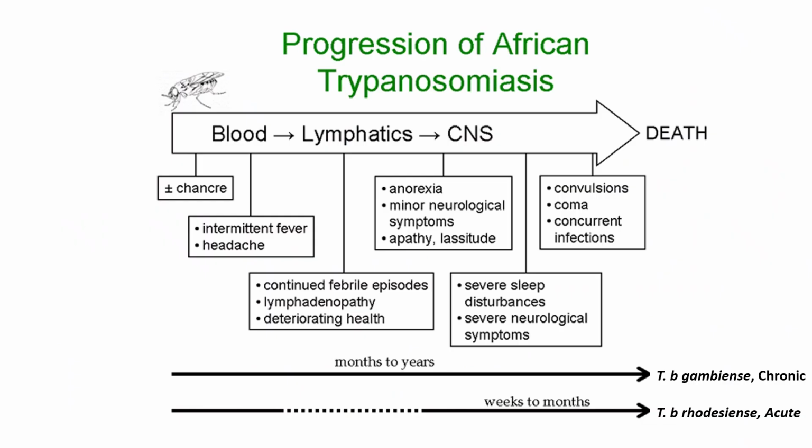So this is the progress of the infection. It starts in the blood, goes to the lymphatic system, and at the end goes to the CNS and causes death. In the chronic infection, which is caused by gambiense, the stage can go from months to years. So it is quite long, from blood stage to the CNS stage. But for rhodesiense, it is quite acute. The whole disease from blood stage to CNS is only weeks to months, and it causes death in a short time if left untreated.